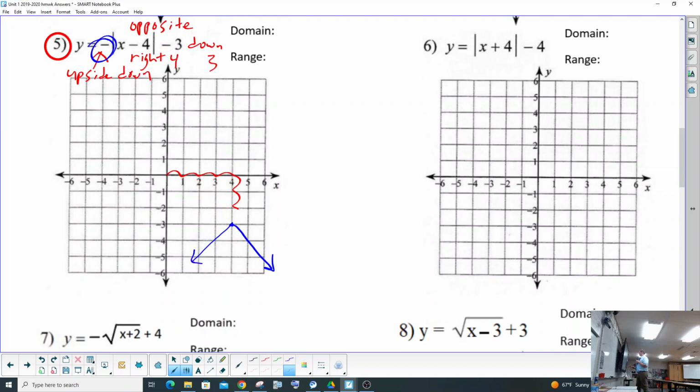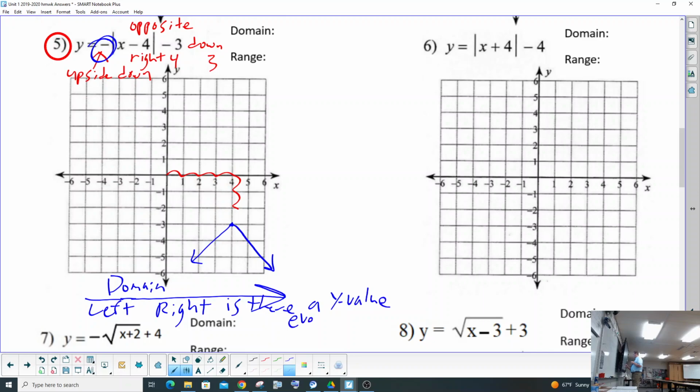Cool. Again, the domain, as we go from left to right, that's the domain. Because this can be tricky, domain and range, I was tricked up when I was in high school. So as we go from left to right, is there a y value everywhere that there's an x value? Or where is the graph?